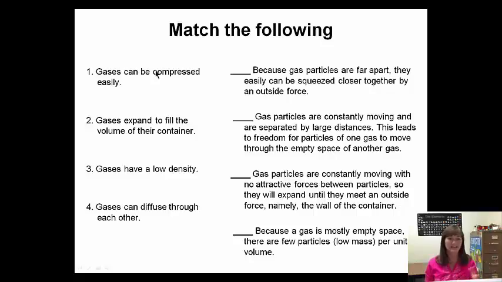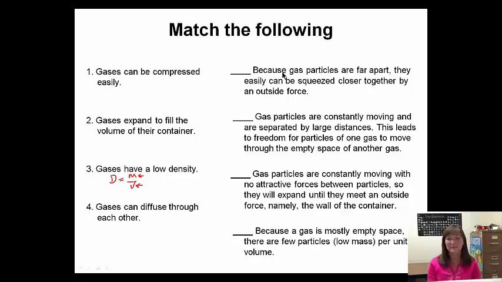3 is gases have a very low density. So remember, density from the beginning of the term is your mass divided by your volume. So gases have a very low density. They have a very big volume and they're very light because there's not very many of them in your container. And then 4 is gases can diffuse through each other. So gases can just fly right by each other and not even realize that each other is in there for the most part. Okay, so those are the ones we're trying to decide on here.